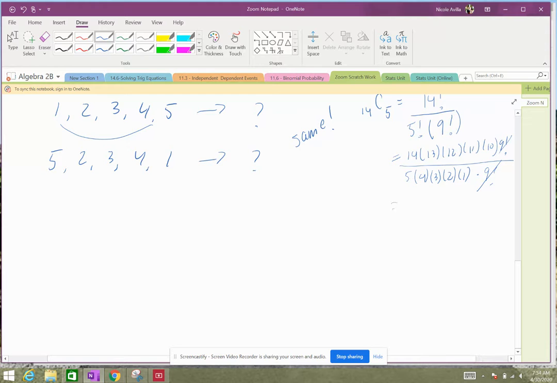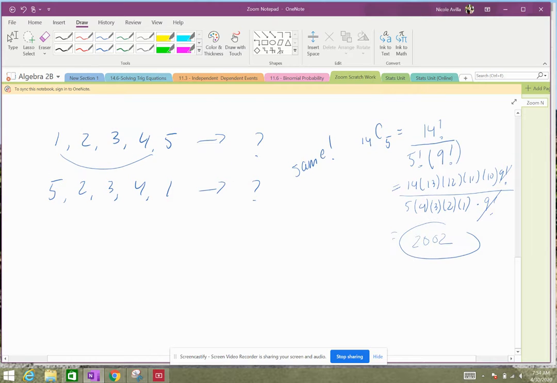And in this case, when I multiply all that out, I should get, let me just double check my arithmetic, 2,002 for that particular problem.